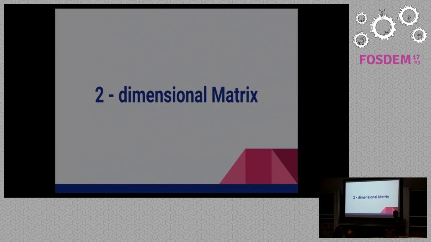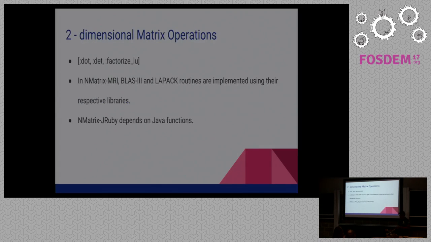So next is the two-dimensional matrix. Now you have an n-dimensional matrix, and you want to perform certain computations, like multiplying two matrices, or factorizing it. Then we need to cast this n-dimensional matrix into a two-dimensional matrix. The basic operations here are dot, which is matrix multiplication, det for calculating the determinant, and factorize LU, meaning lower-upper factorization. In NMatrix MRI, we have BLAS3 and LAPACK routines that are built in Fortran. But NMatrix JRuby depends on Java functions from Apache Commons Math.